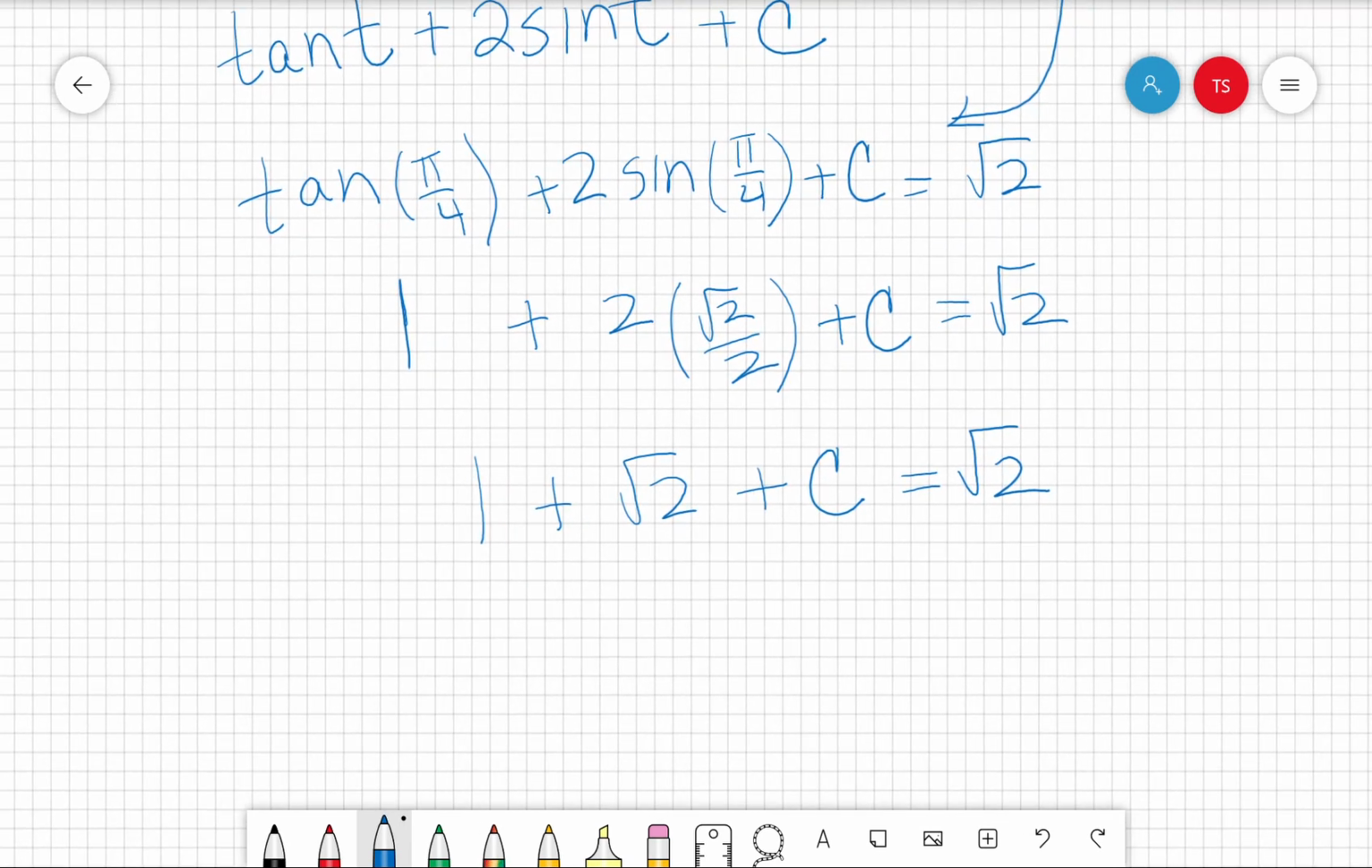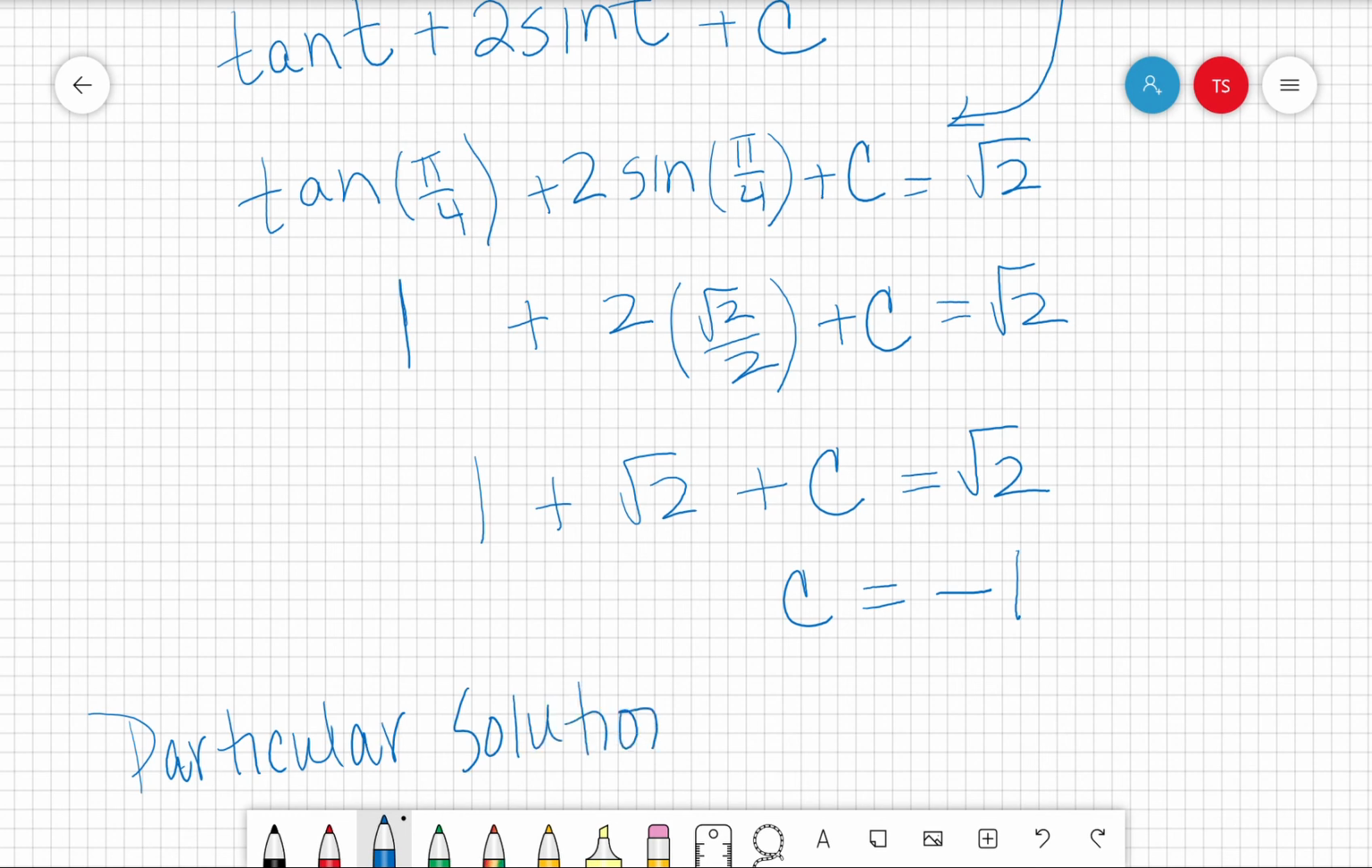And solving for c will give me c equal to negative 1. And so my particular solution then will be f of t is equal to tan t plus 2 sine t minus 1.